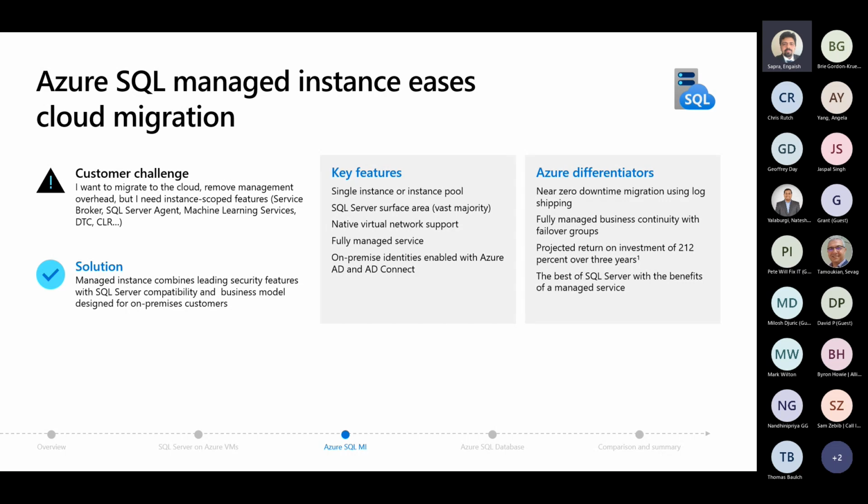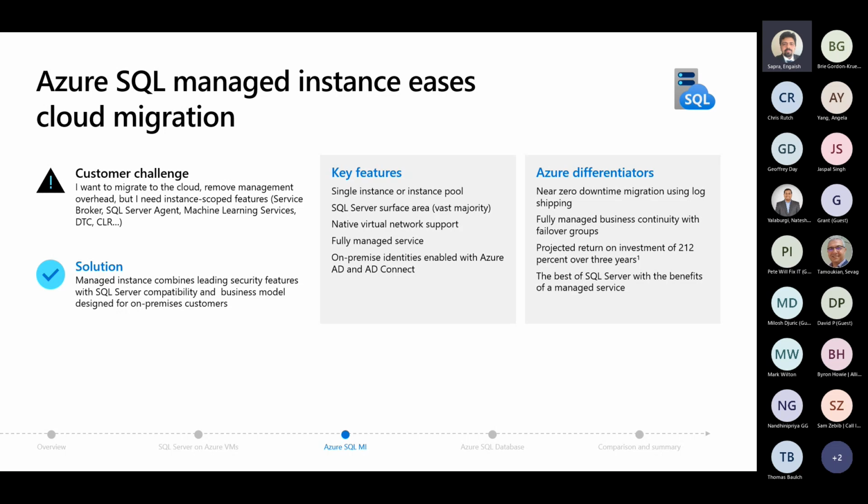So again, key features: single instance or instance pool, SQL Server surface area, native virtual network support so that you can set up your hybrid environment, and access to instance scope features like SQL Server Agent, database mail, service broker, CLR. With MI, you get near zero downtime migration using log shipping. If you want to migrate your on-prem environment, all you need to do is provision a SQL MI instance and set up log shipping so that your databases get replicated over time.